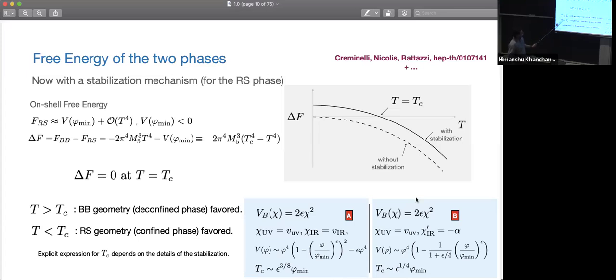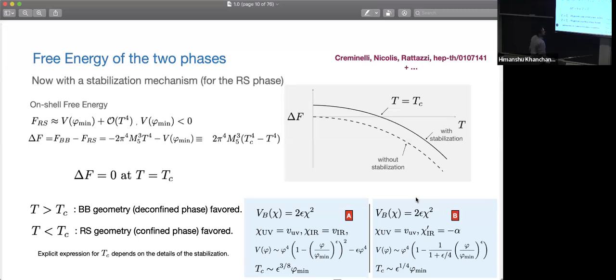If the temperature is more than a critical temperature, the black brane geometry is favored, because the free energy difference goes one way. And below the critical temperature, the other one is favored. Depending on some explicit models people can write down, the expression for the critical temperature depends on the model. You can come up with some explicit models, not super relevant.